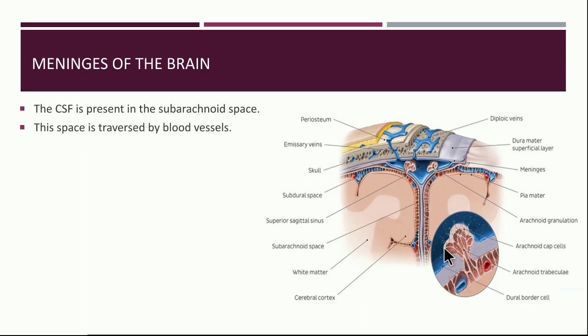And these are the finger-like projections called arachnoid villi, which go and drain into the dural venous sinuses. So thereby, the CSF is drained into the venous system.